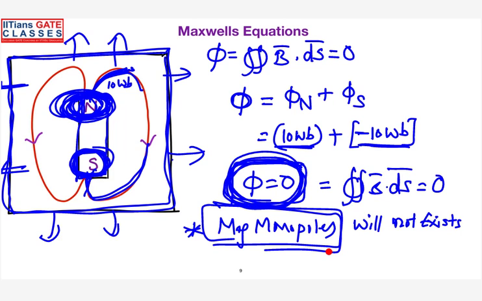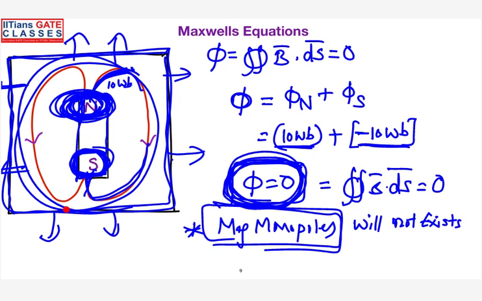So the first Maxwell equation, you understood? It's not only the magnet. You take any current carrying element which will generate a magnetic field, and you try to enclose the source with a closed surface. So the net magnetic flux leaving the closed surface will always be zero.